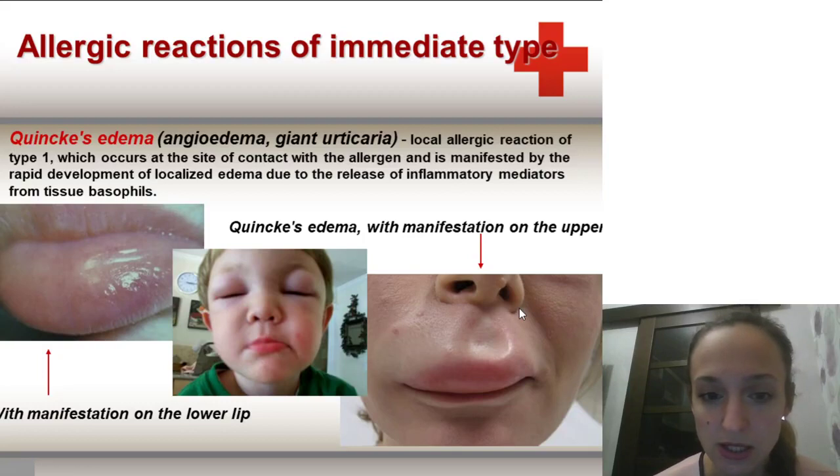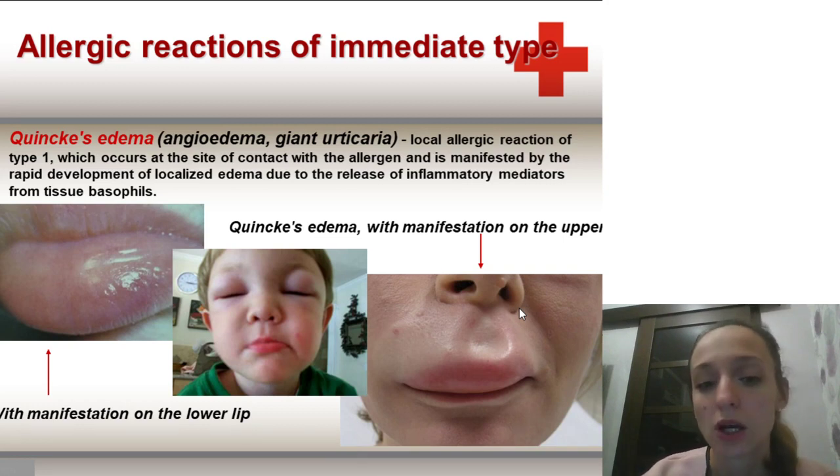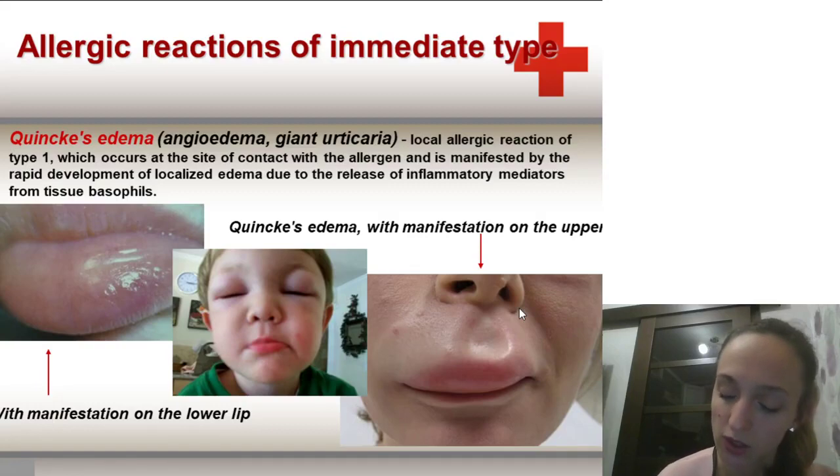So you can see clinical photos where you can see Quincke's edema and manifestation on the upper lips. And the first picture shows manifestation on the lower lips. So it is a very quick reaction.